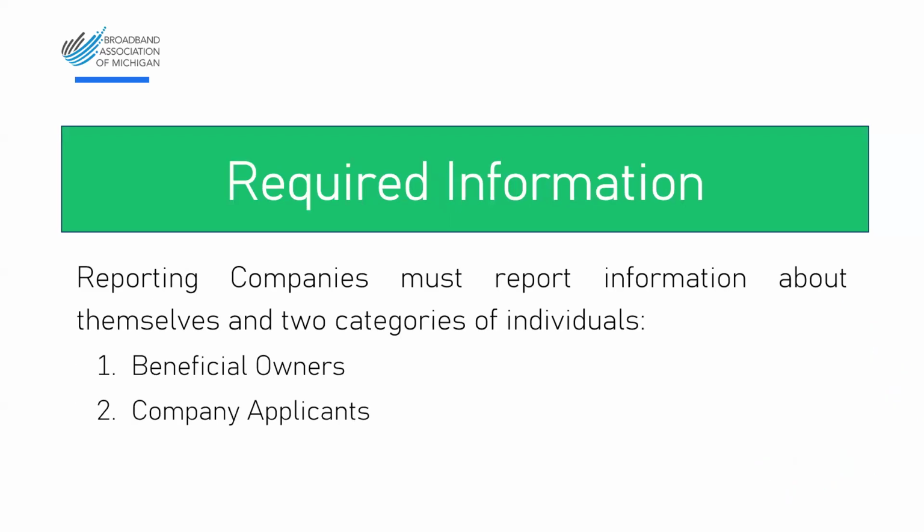So, I've been talking about who's exempt, who's not exempt, who's a reporting company, who's not. But I haven't really talked about what you would have to file if you were a reporting company and were not exempt. So let's set aside the exemption issue for a second and just talk about what a reporting company that doesn't have an exemption would have to file. A reporting company has to report information about itself and two categories of individuals, those being its beneficial owners and its company applicants. And I'll cover those two categories in the next two slides.